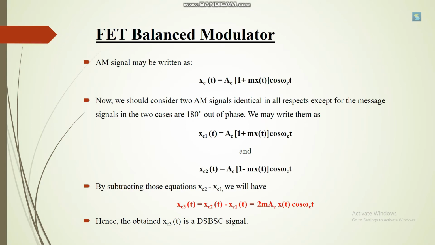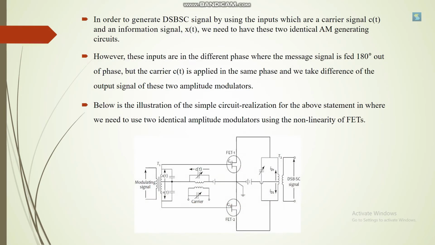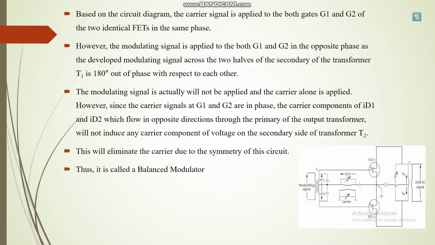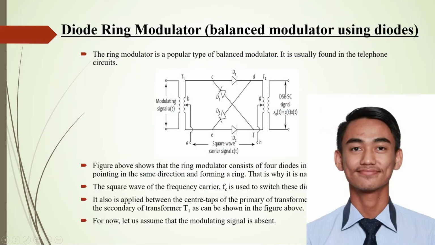For the FET balanced modulator, the DSB signal equation obtained is 2 m(t) cos omega c t. To get this DSBSC signal, it must have two inputs, which are the carrier signal and the information signal. The FET balanced modulator is used when the input signals have a different phase angle. By applying the two FETs in opposing phase, it will remove the carrier component, and thus it will create the DSBSC signal. My name is Aiman Hafiy bin Rusydaan.